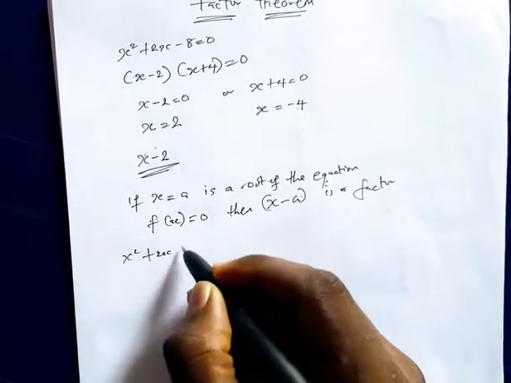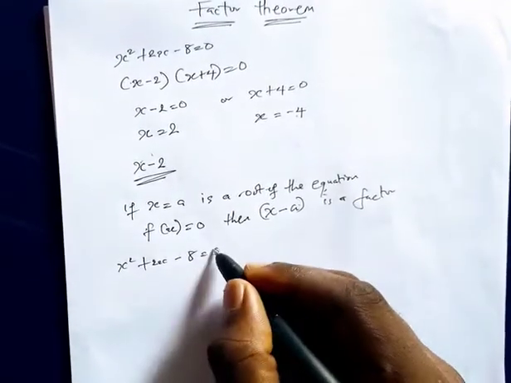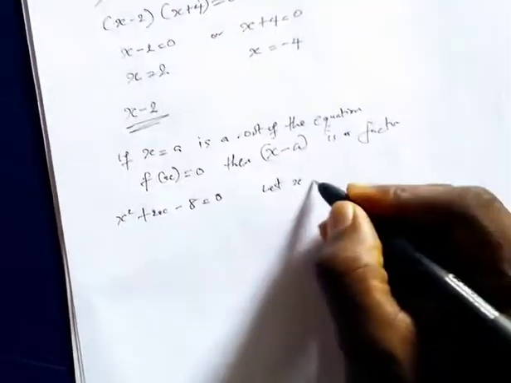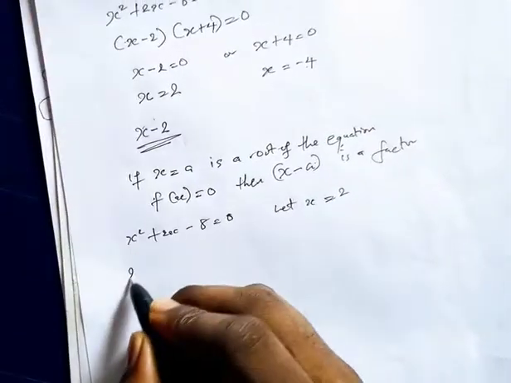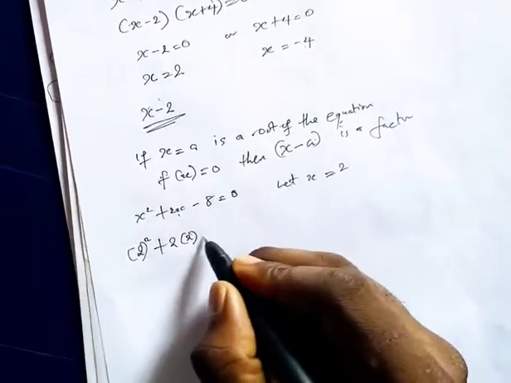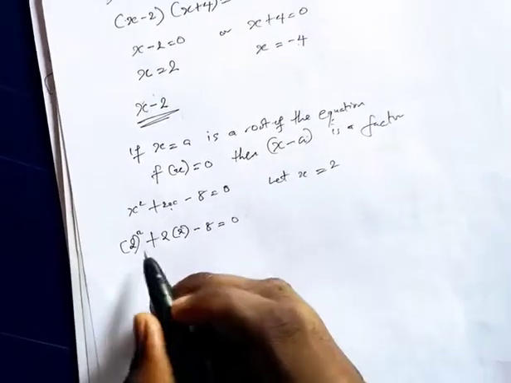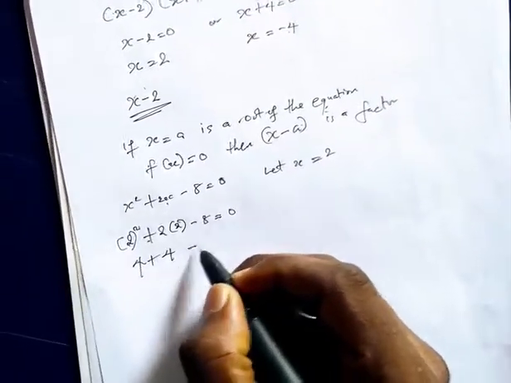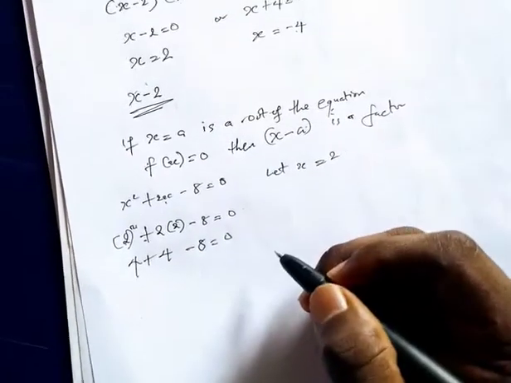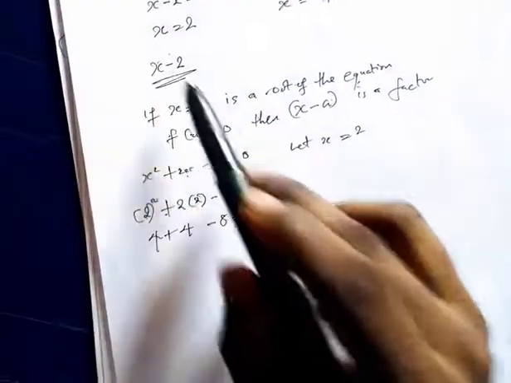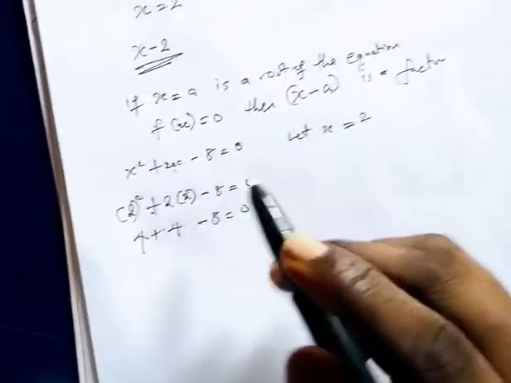We can see it from here: x squared plus 2x minus 8 being equal to 0. Now if I input 2, let x be equal to 2. I'll have 2 raised to the power 2, then here I'll have 2, then I'll have minus 8 equal to 0. This gives me 4, and this gives me 4 minus 8 equal to 0. Now we can see that we have no remainder. So x minus 2 is a factor, and that is what the factor theorem talks about.